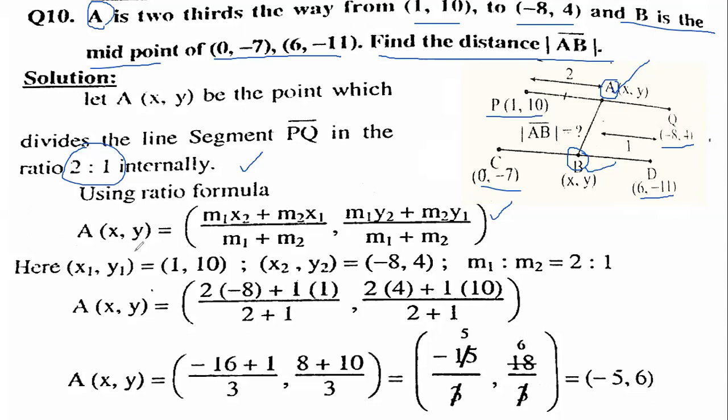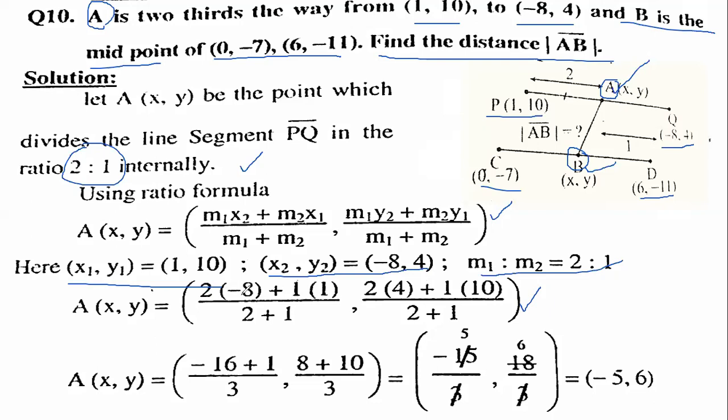From P, we are considering here X1, Y1, 1, 10. From Q, we are considering here X2, Y2, and M1, M2 is 2:1. Now substitute all these values in the internal division formula, and you will get this step. What we have done is just substitute the values which we are showing here in the data.